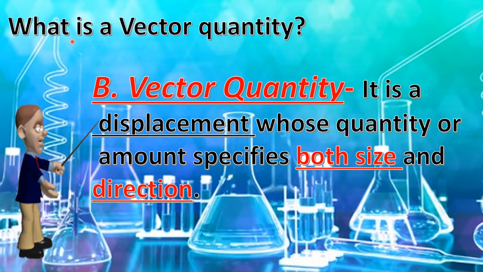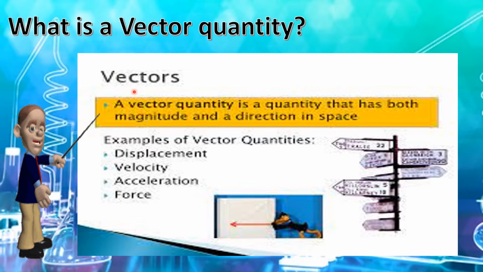Okay, let's go to what is a vector quantity. A vector quantity is a quantity whose amount specifies both size and direction. Here it is both size and direction. Another definition of vector quantity: a vector quantity is a quantity that has both magnitude and direction in space. Again, these have magnitude and direction in space.